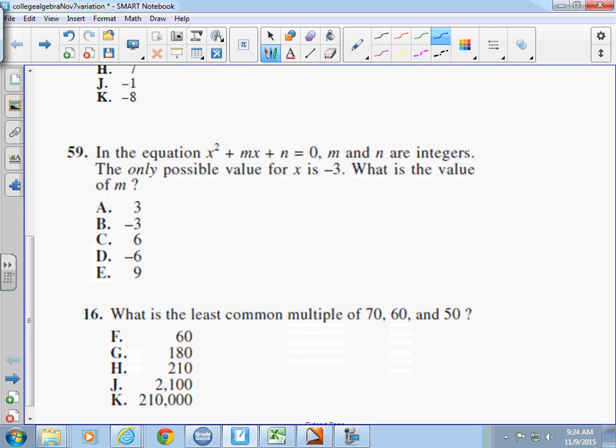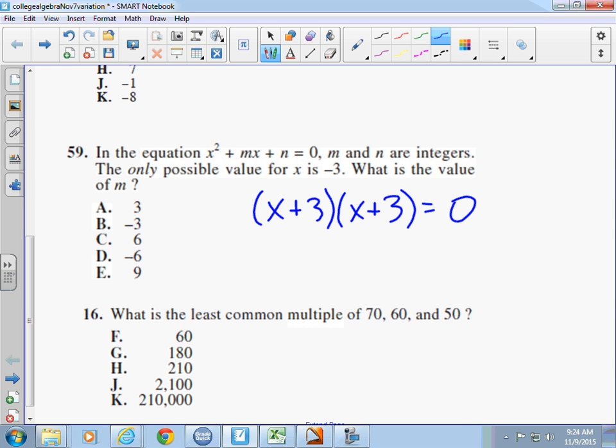The equation x squared plus mx plus n equals 0, where m and n are integers. The only possible value for x is negative 3. What is the value of m? This is a factoring solving question in reverse. If negative 3 is the only solution to a quadratic equation, wouldn't you agree it would have to factor to be this? So we're having to think backwards.